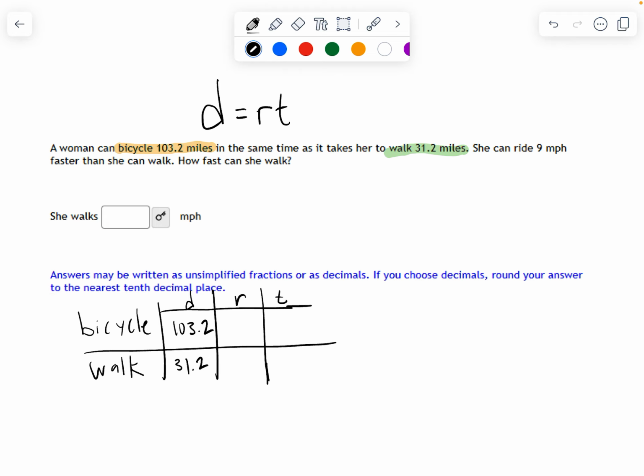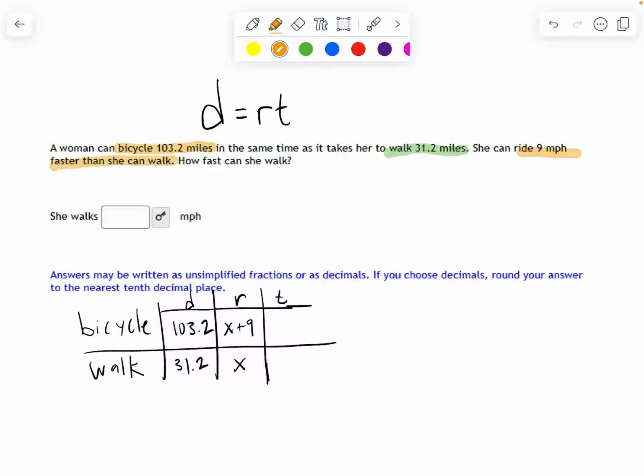And then we know she can ride 9 miles per hour faster than she can walk. So she moves some x speed walking. I don't know what her walking speed is, but whatever that speed is for walking, she's going 9 miles per hour faster. So x plus 9 for the bicycle speed.